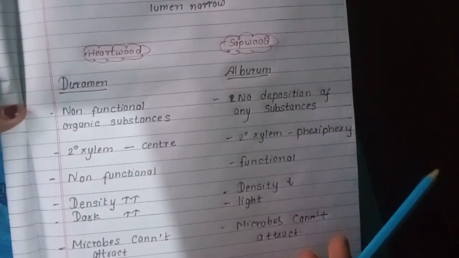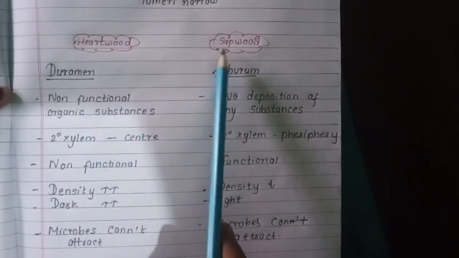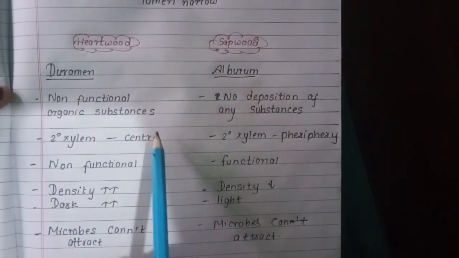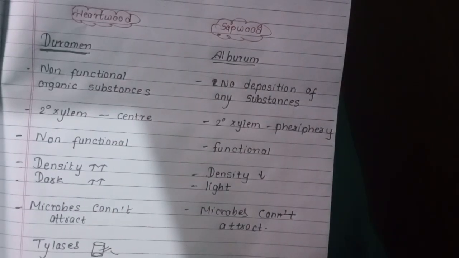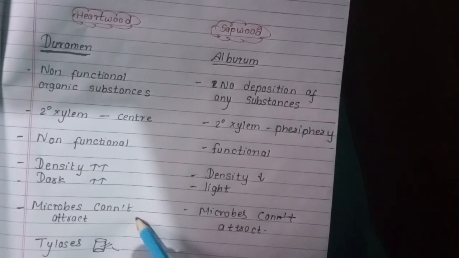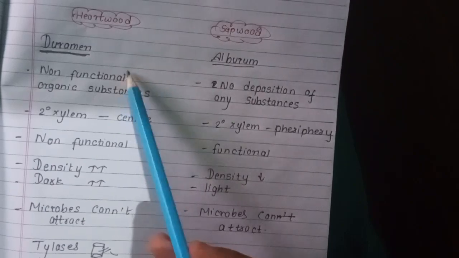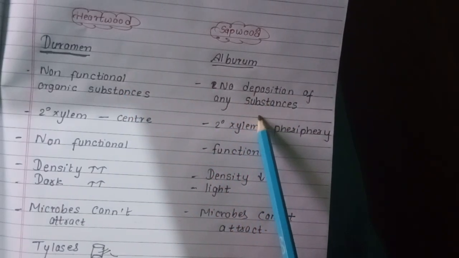Then compare heartwood and sapwood. Heartwood is also called duramen, and sapwood is also known as alburnum. In heartwood, the secondary xylem is in the center and non-functional. The density is very high and it is very dark. Microbes cannot attack the duramen, which is called hardwood, because of the deposition of organic substances, whereas there is no such deposition in the sapwood.